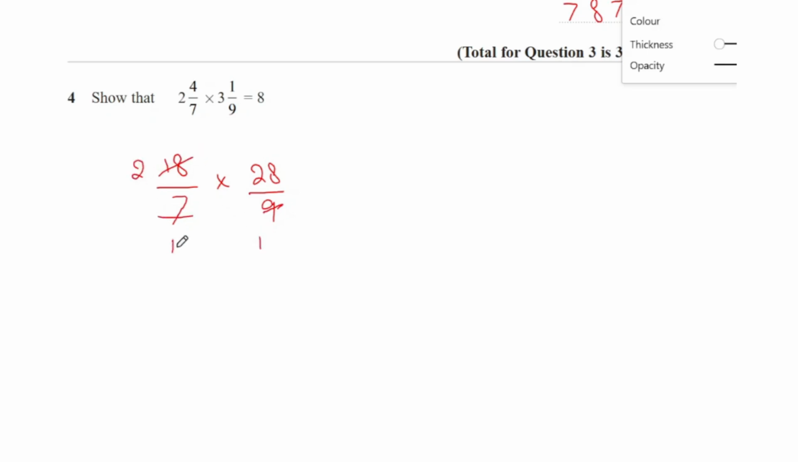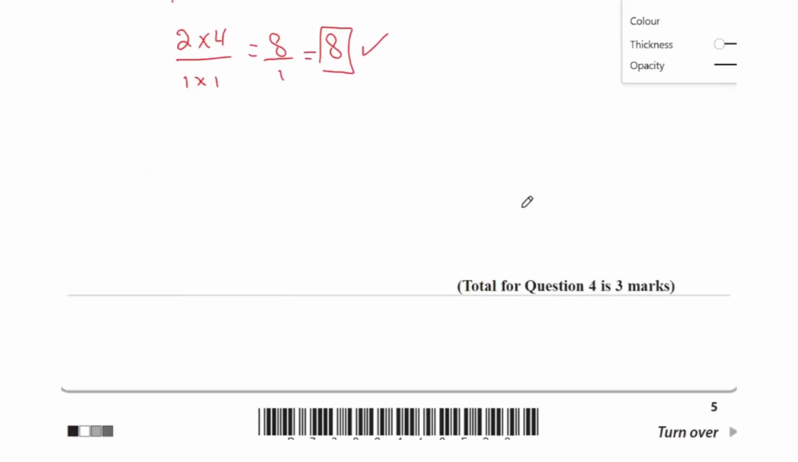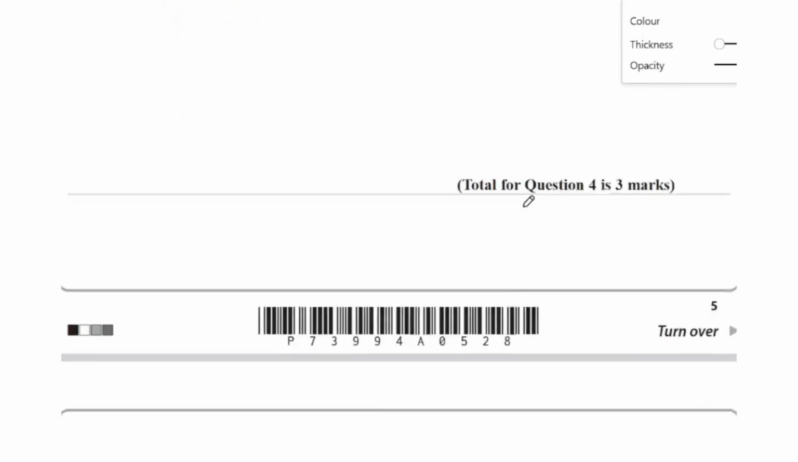7 goes into 7 one time, 7 goes into 28 4 times. So what is left? Left with 2 times 4 over 1 times 1. So 4 times 2 is 8. So that equals 8. Okay, that's what we need to show, that it equals 8. We just show that, and this is simply 3 marks. I think it's a really easy and simple question.